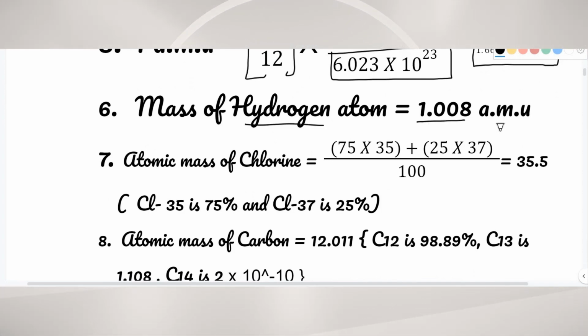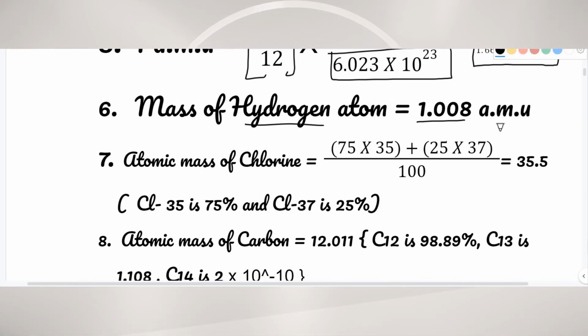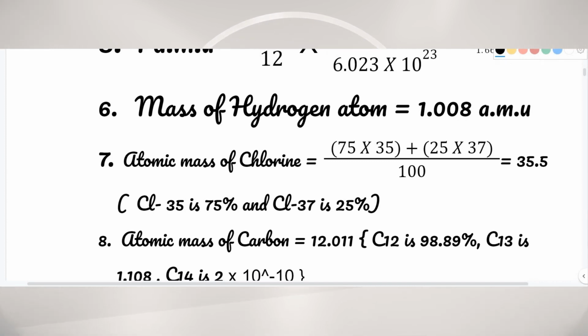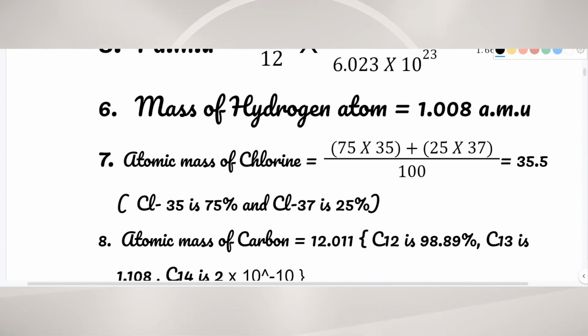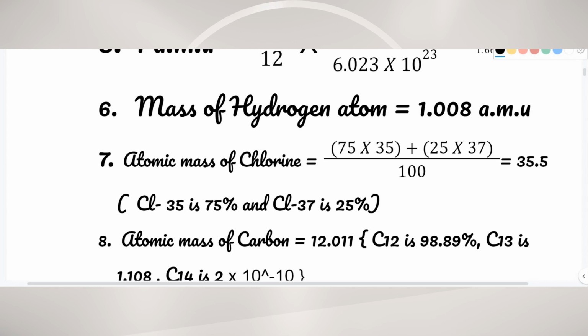Moving ahead, the mass of a hydrogen atom is 1.008 AMU. Now see, until now we were doing it in terms of grams, and now it came as atomic mass unit. How do you know when your answer comes in terms of atomic mass unit and when in terms of grams? When you calculate an atom's mass, like 1 oxygen atom's mass is 16 divided by the Avogadro number, that mass is in terms of grams.